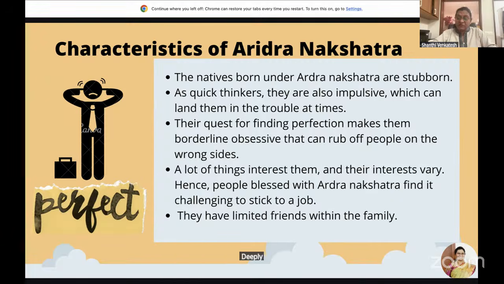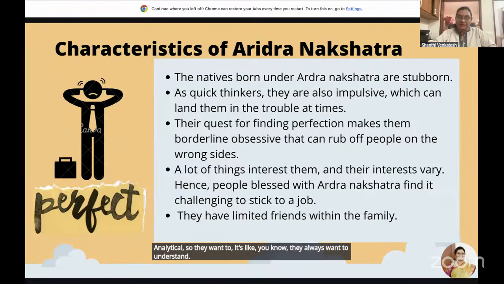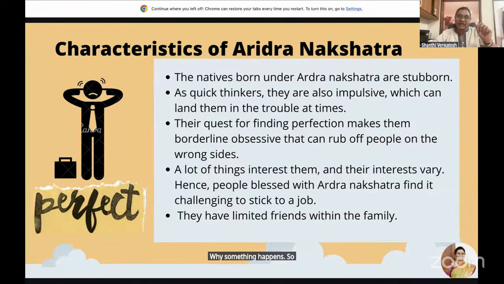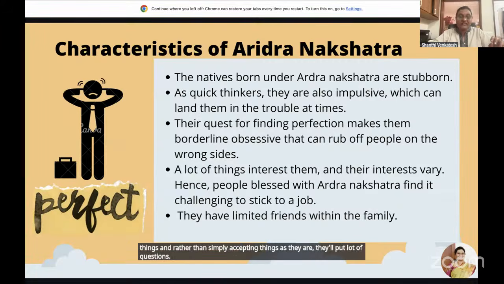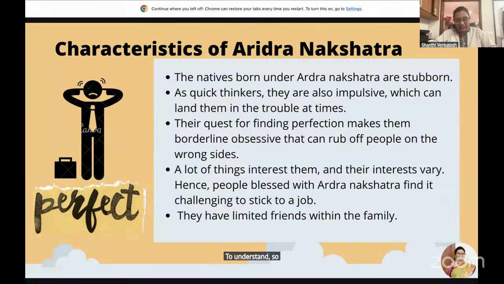Deeply curious. These people are highly curious and analytical. They always want to understand why something happens. So they always have a question: why, what, when. Very, very curious kind of people. Because of this curiosity, they like to investigate things, and rather than simply accepting things as they are, they'll put a lot of questions to understand. So that is their nature.